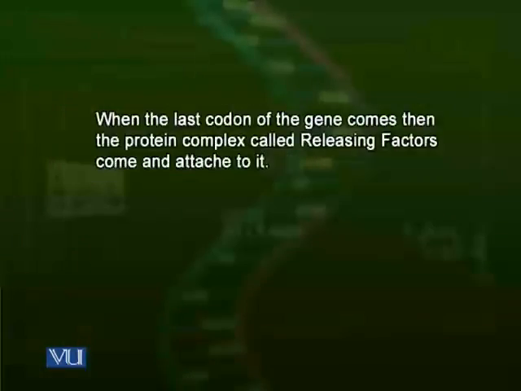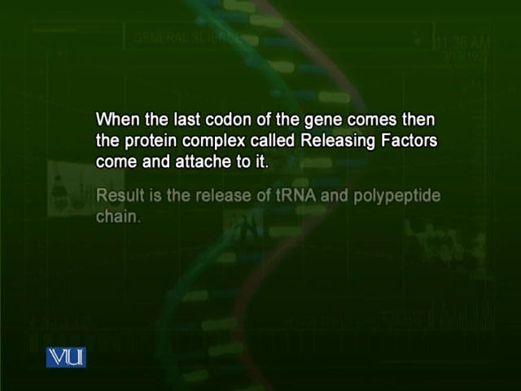Then again, according to the codon read, the fourth transfer RNA comes and attaches to the A site. Again a peptide bond is formed, and this process goes ahead until a stop codon comes. At the end of the messenger RNA, there is a codon called the stop codon. This codon does not match any transfer RNA. In place of the transfer RNA, a protein complex called the releasing factor comes and attaches to that codon, and the polypeptide is released into the cytoplasm, broken down from the transfer RNA.